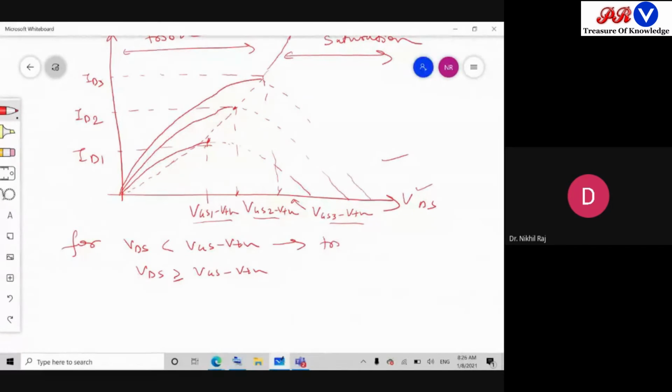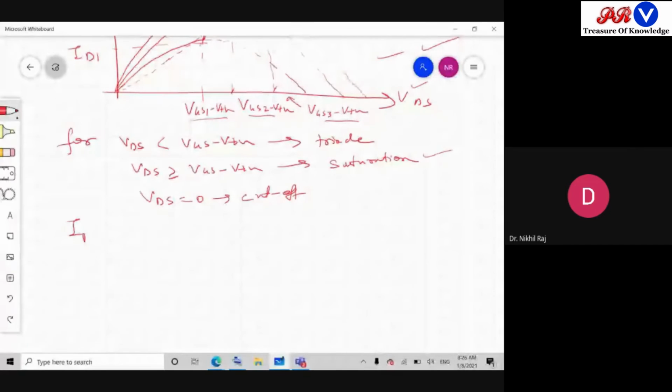So this region is called your triode region. This region is called your saturation region. And VDS equals to 0 is nothing but your cutoff. No current conduction happens. So this is your output characteristic. Output characteristic is this one. Now what happens in saturation? We'll check for that one.